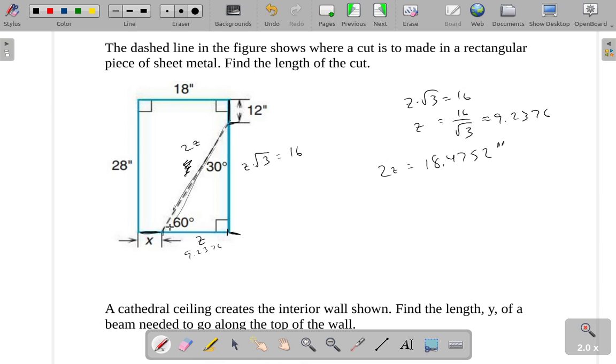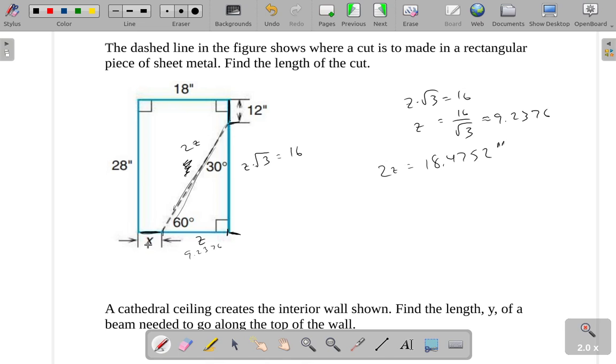Now, why would you need to know the length of that cut? Maybe you're paying to get this cut, and whoever's cutting it is charging you by the inch. So you're trying to figure out how much it would cost to get this particular piece of metal cut. Or who knows? I'm not exactly sure why you'd need to know that.